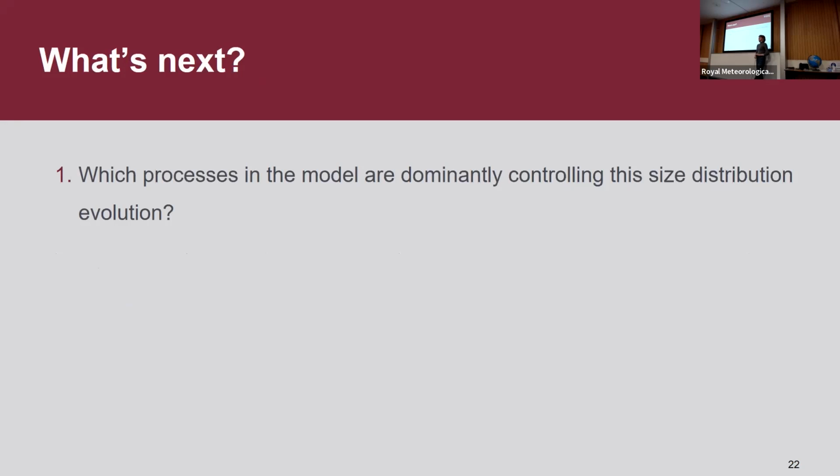Now that we know that the model is really struggling, the next phase in my PhD is to try and work out why. So I'm going to start looking at which processes in the model might be dominantly controlling the size distribution. Is there something that's overactive? Is something not active enough? What's going wrong that means there's that really swift deposition? Next, please.